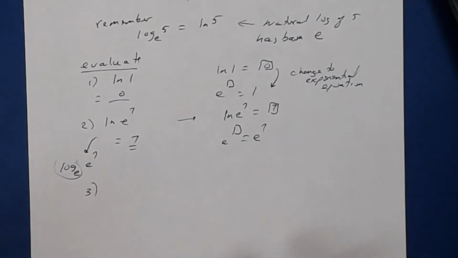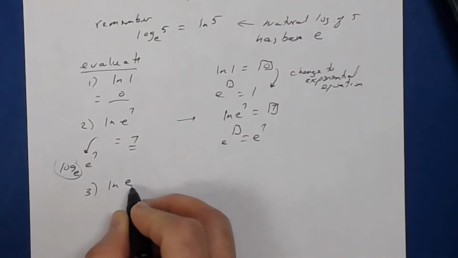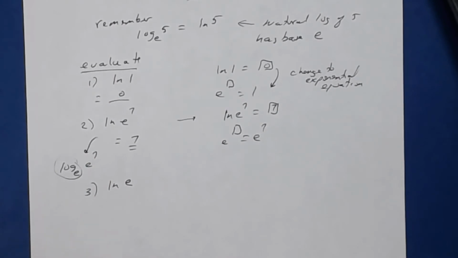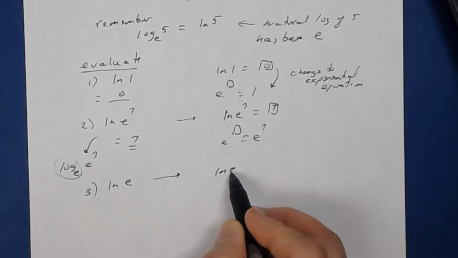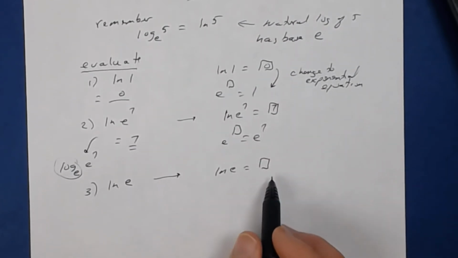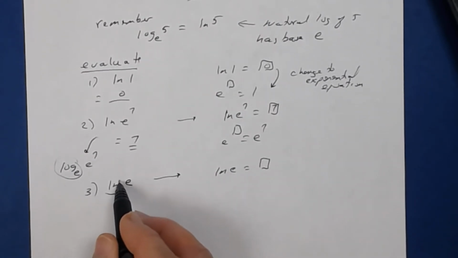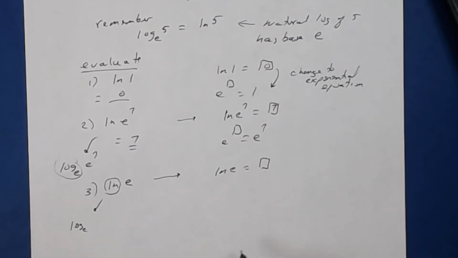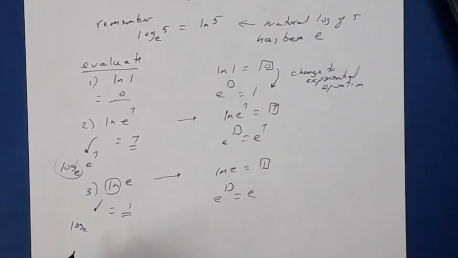All right, number 3. Suppose we had the natural log of e. Okay, we can handle that. I can change that to a log equation. So there'll be the natural log of e equals box, right? Let's change that to an exponential. Remember ln means log base e. So I'm going to say e to the box equals e. Well, e to what power is e? E to the 1st. So this is 1.